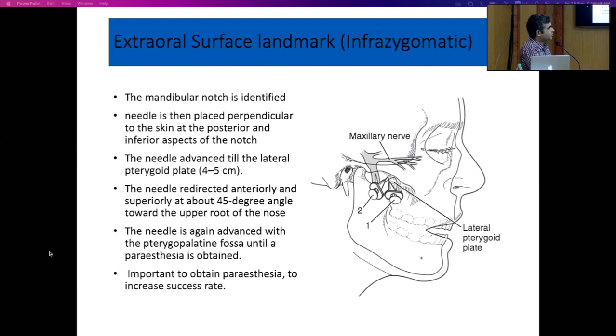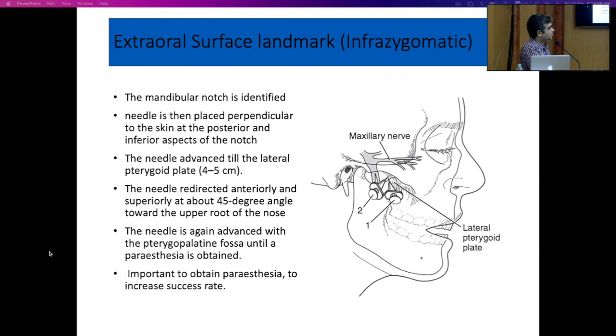So first, what you need to do is identify the mandibular notch, and you can ask the patient to repeatedly open and close his mouth and keep your finger just at the mid-zygomatic bone. And when the patient clenches his teeth, you will feel the notch there. This is between the condylar and coronoid process.